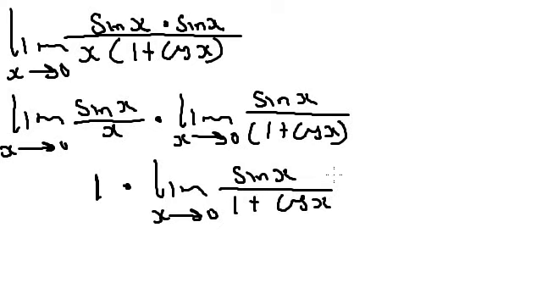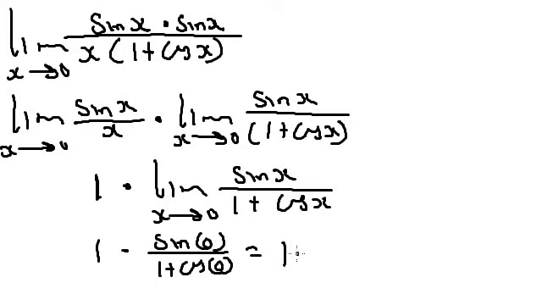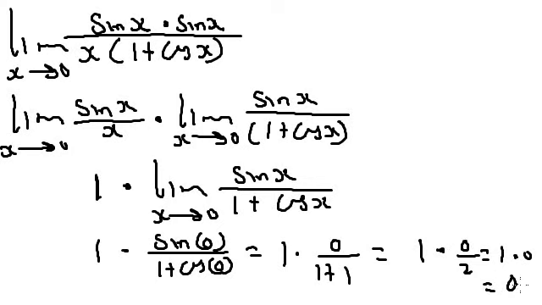Now since if we do direct substitution, the denominator would not be 0, then we can go ahead. The cosine of 0 is 1. Then we can have 1 multiplied by sine 0 all divided by 1 plus cos 0. Sine 0 is indeed equal to 0. Then we have 1 plus cos 0, which is 1 plus 1, which is 2. So we have 1 times 0 over 2. At the end of the day, the result is 0.